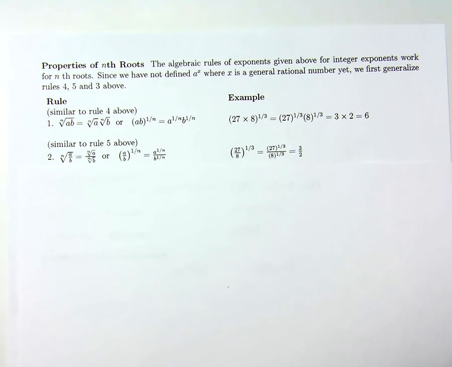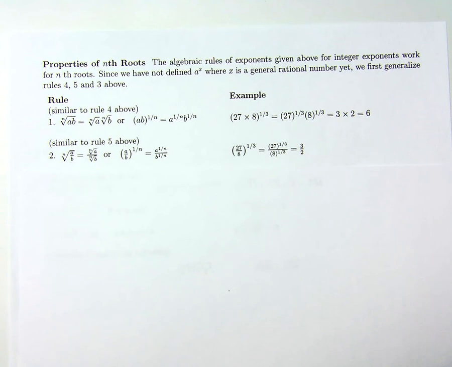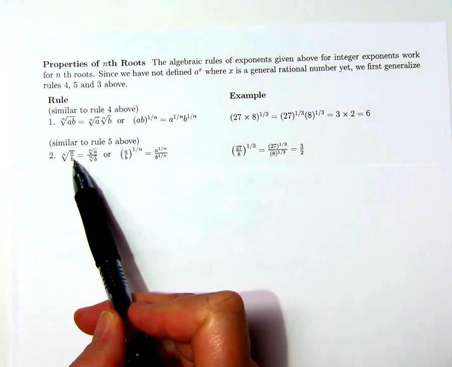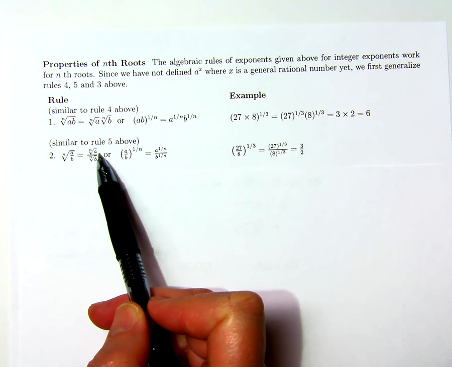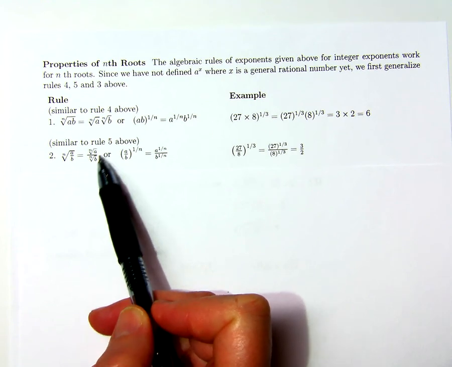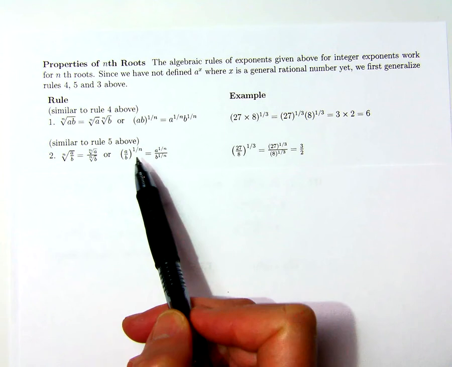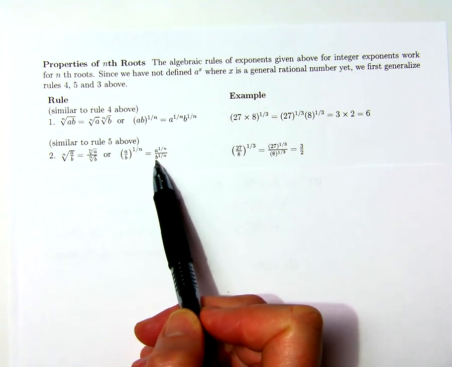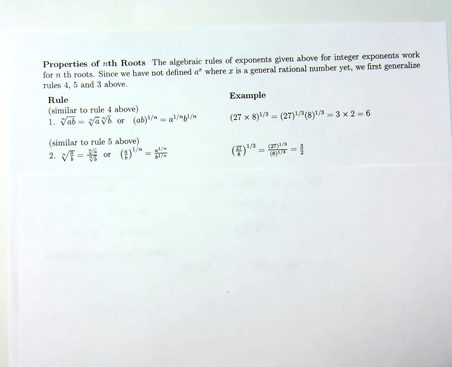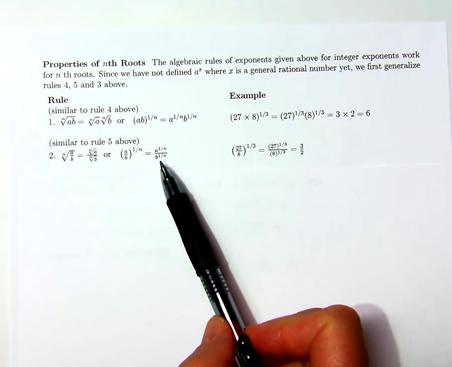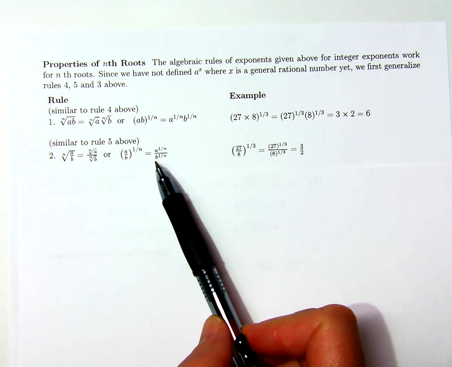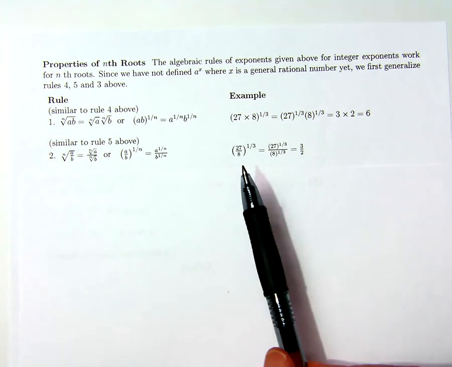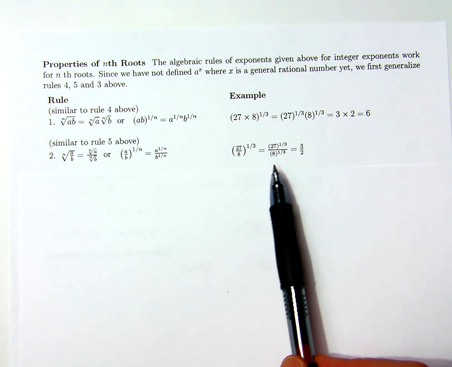Another rule which generalizes is that the nth root of a over b is the nth root of a over the nth root of b. Our (a over b) to the 1 over n is a to the 1 over n over b to the 1 over n. And this comes from reversing the previous rule using our definition of a to the 1 over n.